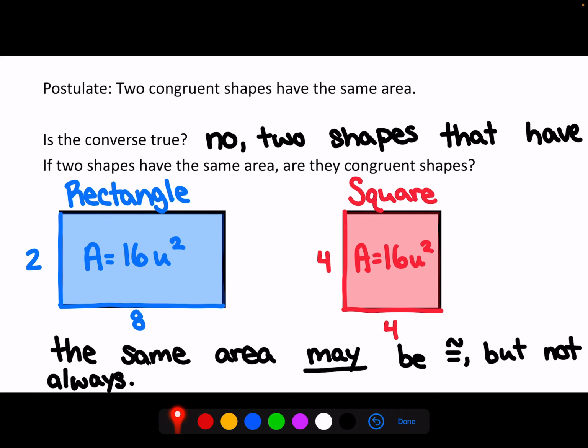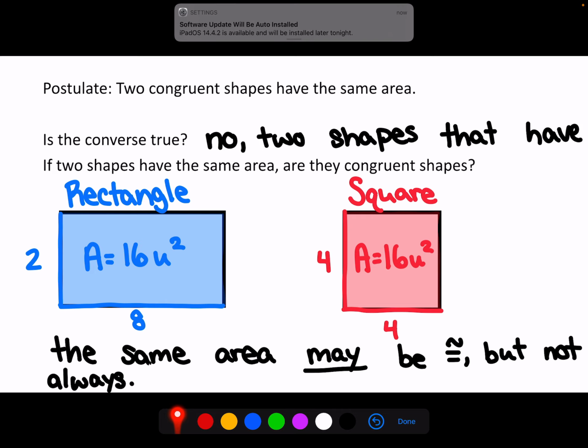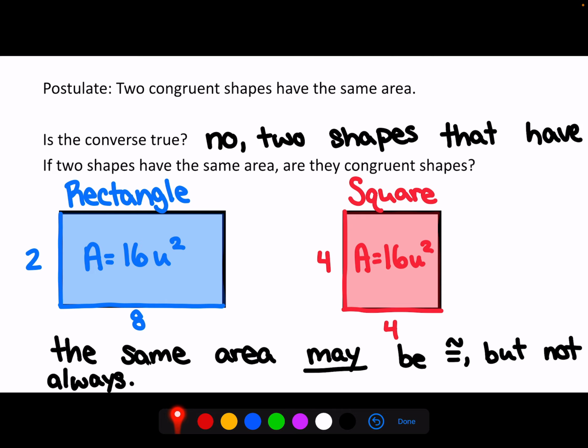It gives the possibility of them being the same shape if they have the same area, but it doesn't necessarily mean that they will be the same shape. So there's always a chance that they could be. It's much more common that they're not going to be the same shape, even if they have the same area, but you will run into some that are congruent.